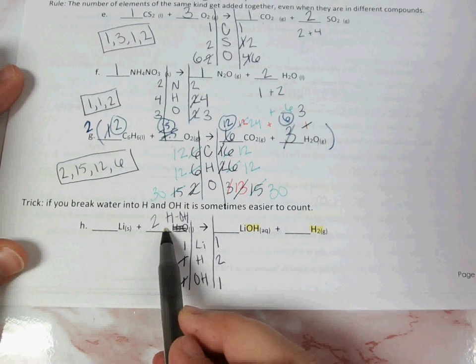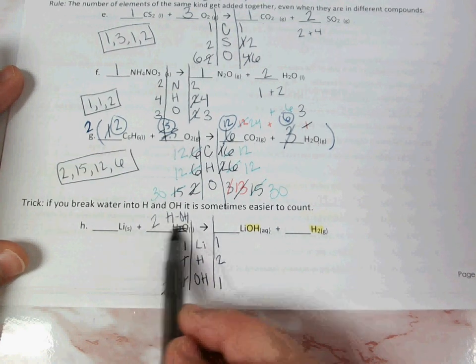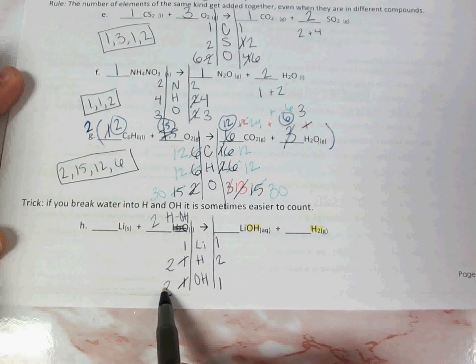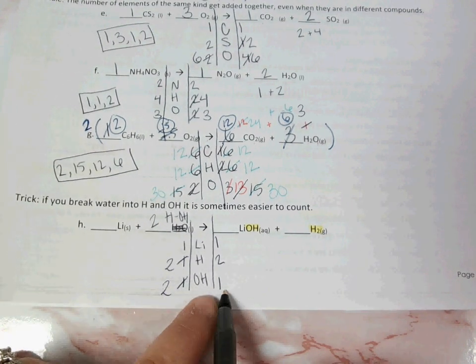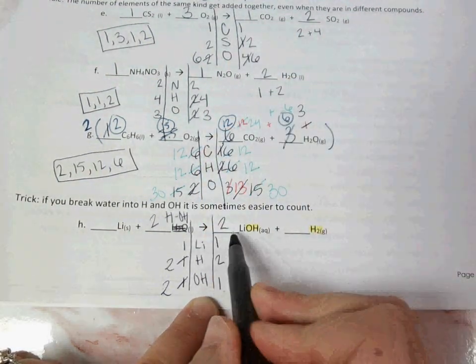You can't multiply your coefficient by just one thing. It has to be multiplied by the entire compound that comes behind it. So even though my hydroxides were already balanced, we messed that up when we balanced our hydrogens, and that's okay. We can just go fix it. So then I would come over to my product side, and hydroxide is now unbalanced. So a coefficient of 2 in front of LiOH would help me balance it.